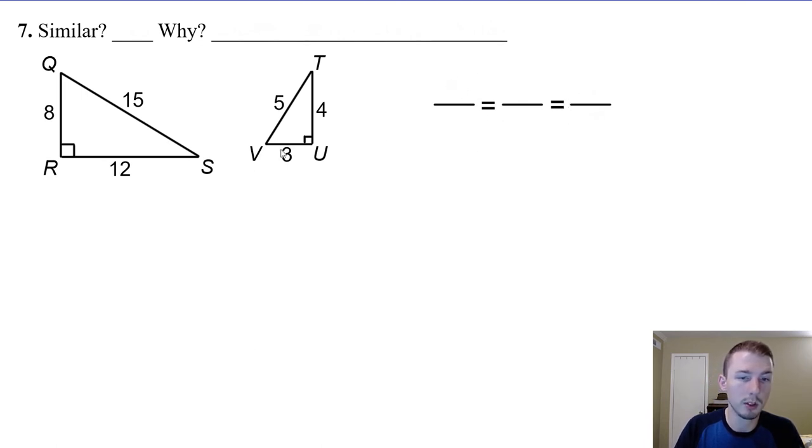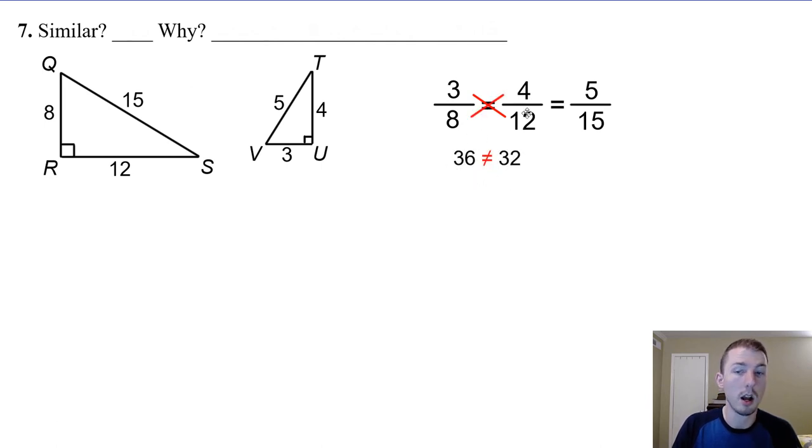We have the smallest side of 3, and the next smallest of 4, and then the longest of 5, and then over here the smallest of 8, and then the next smallest of 12, and then the longest of 15. All right, so we're going to cross multiply to check. So 3 times 12 is 36, and then 8 times 4 is going to be 32, I believe. Yeah, so 32 is not equal to 36. So they are not going to be proportional.